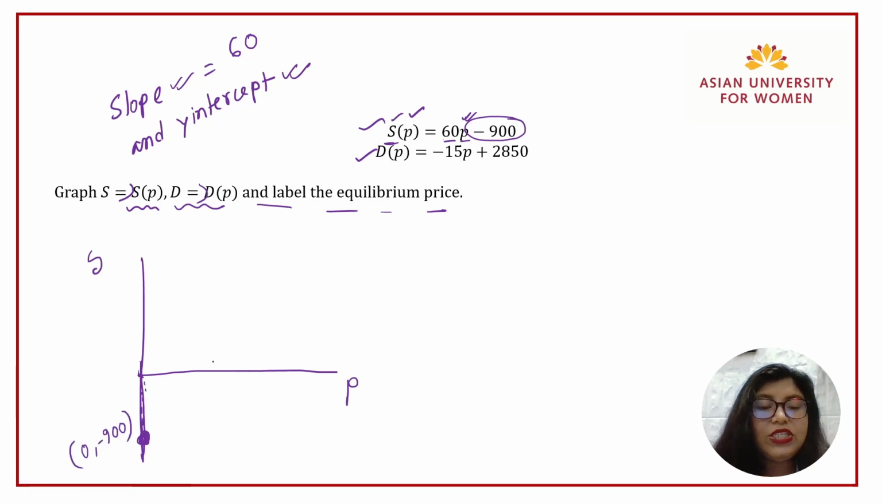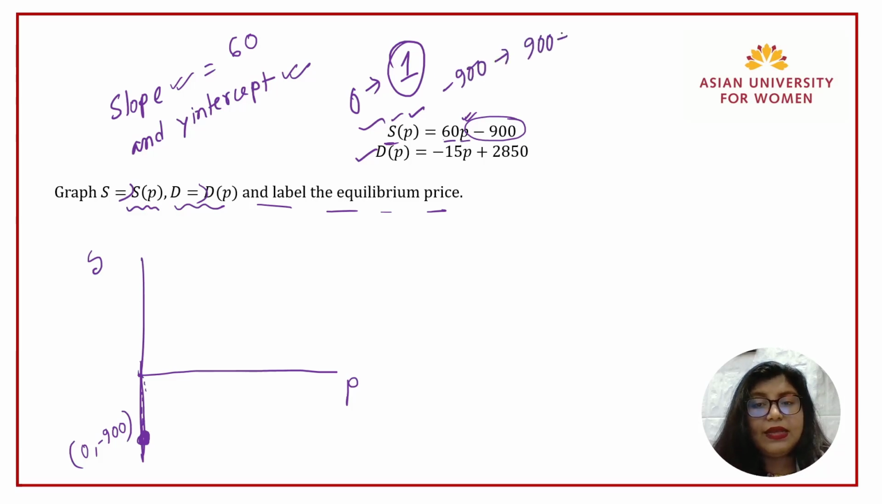So for a 1 unit change in x, that means x is converting from 0 to 1. So y will convert from minus 900 to minus 900 plus 60. I told you that for every 1 unit change in x, there will be a 60 unit change in y, but in the positive, upward direction, because the slope is positive.